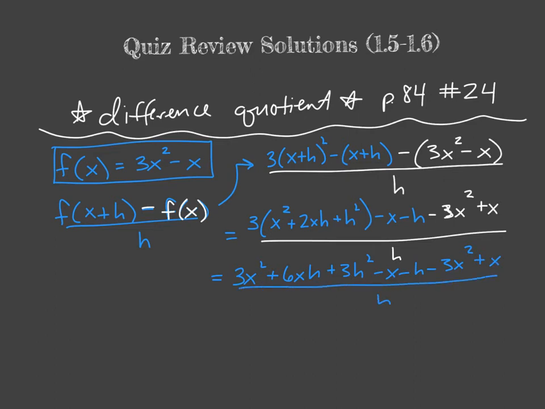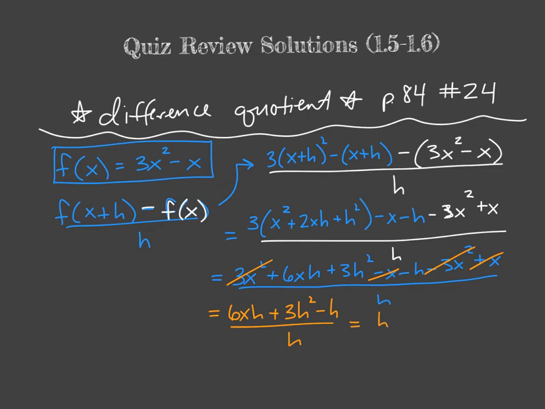Now everything without an h in it should cancel. So we'll cancel an orange here. We have a positive 3x squared and a negative 3x squared. We have a minus x and a plus x, and everything else has an h in it. So we have 6xh plus 3h squared minus h all over h.